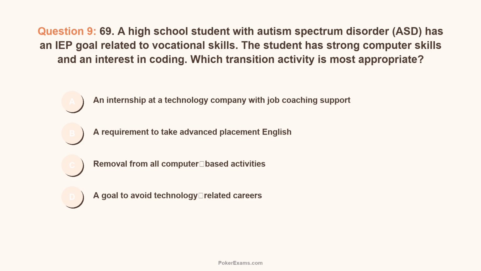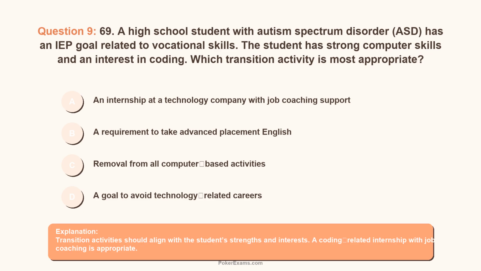Question 9. 69. A high school student with autism spectrum disorder, ASD, has an IEP goal related to vocational skills. The student has strong computer skills and an interest in coding. Which transition activity is most appropriate? An internship at a technology company with job coaching support. A requirement to take advanced placement English. Removal from all computer-based activities. A goal to avoid technology-related careers. Transition activities should align with the student's strengths and interests. A coding-related internship with job coaching is appropriate.